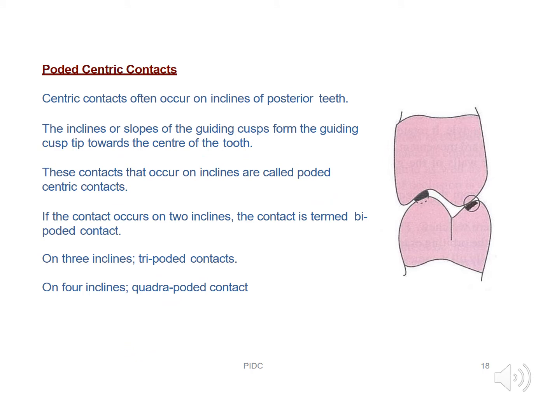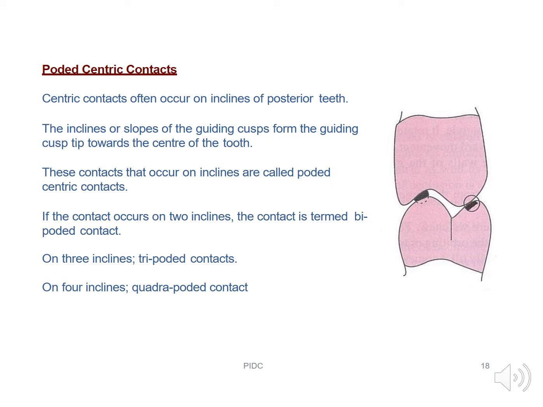The podded centric contacts. It is the centric contacts that often occur on inclines of posterior teeth, the inclines or slope of the guiding cusp from the guiding cusp tips toward the center of the tooth. These contacts that occur on inclines are called podded centric contacts.